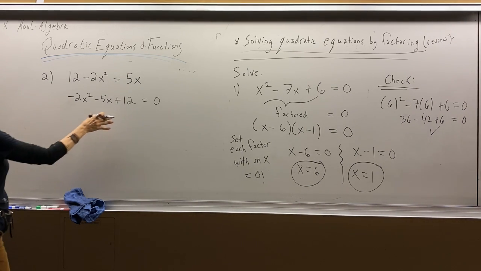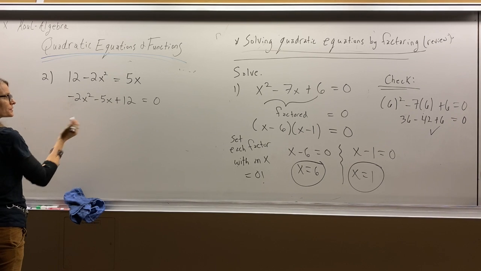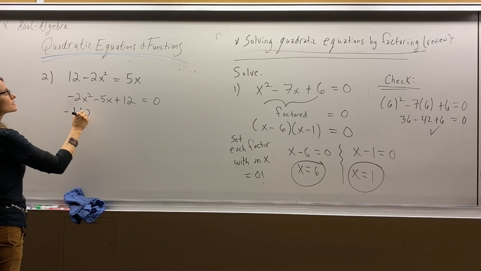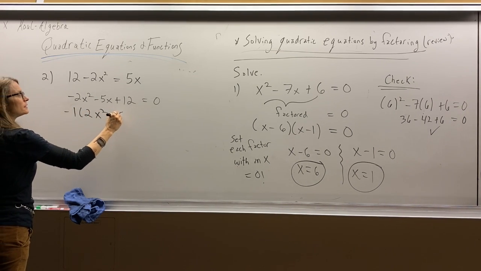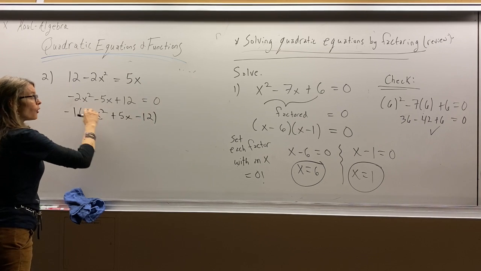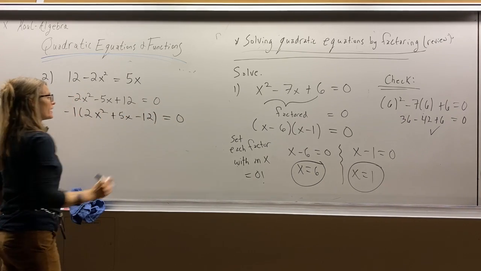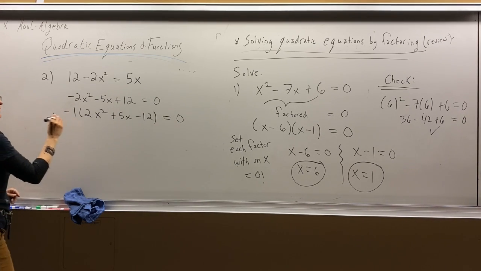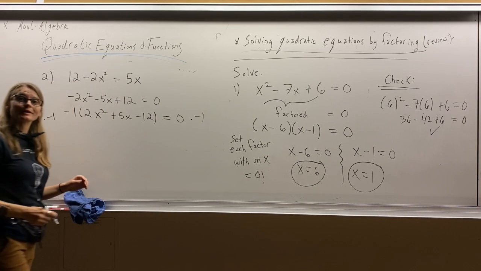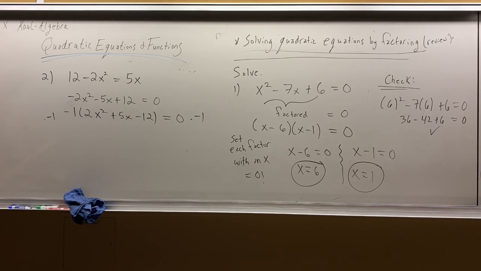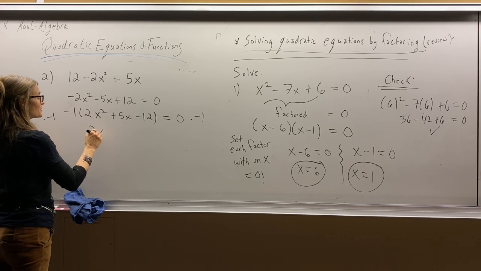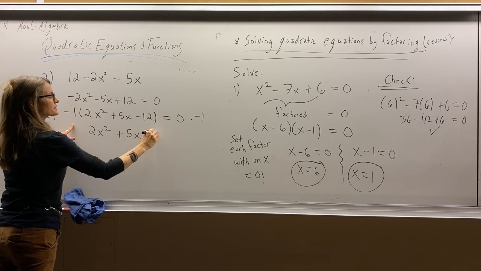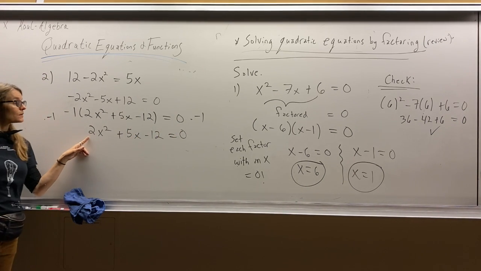Now what I'm going to do is either factor out my -1 or divide by that -1 because I want to make sure this is positive when I'm factoring. So just a little review on that. That changes the sign of all my terms on the inside. And what I could do is multiply both sides by a -1. Whatever I do to one side, I have to do the other. I have to keep the balance. So what we have now is 2x squared plus 5x minus 12 equals 0. That makes it a lot easier.